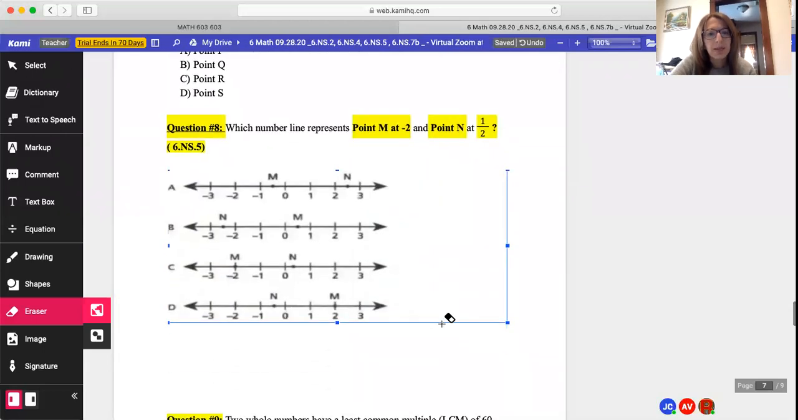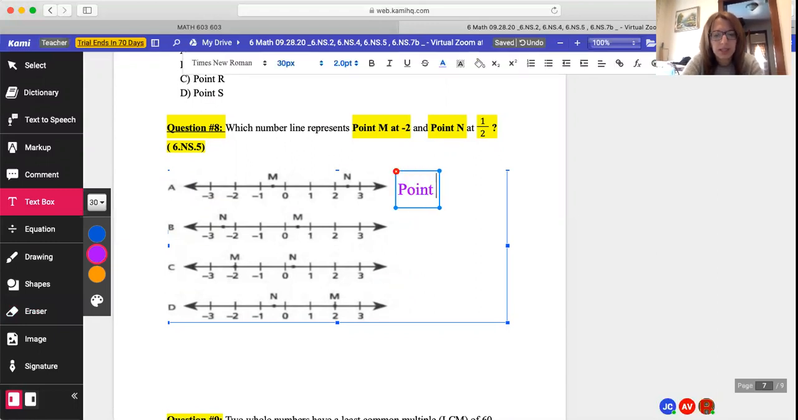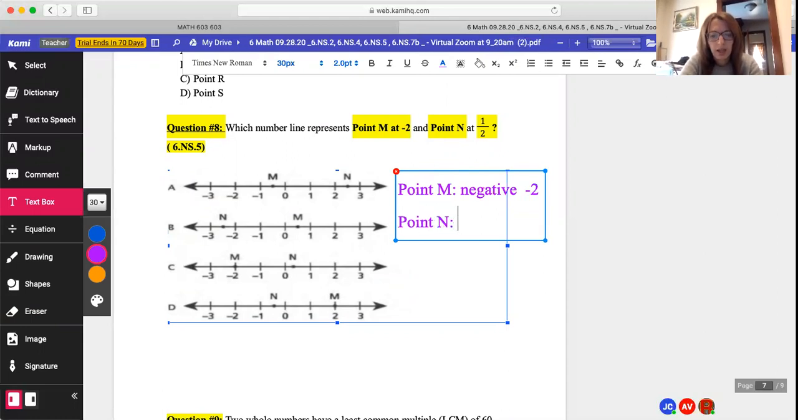All right, number 8. Which number line represents point M at -2 and point N at +1/2? Clearly, this is what we need to know. Point M has to be at the negative, we're looking for -2. I like to rewrite this right from the question. Point N, we have positive 1/2. So I'm going to cross out the number lines where M is not in the negative.